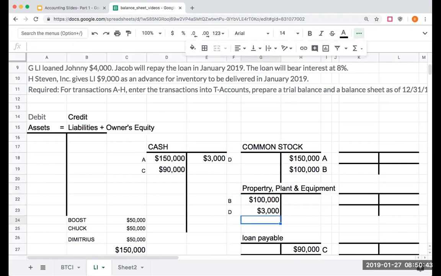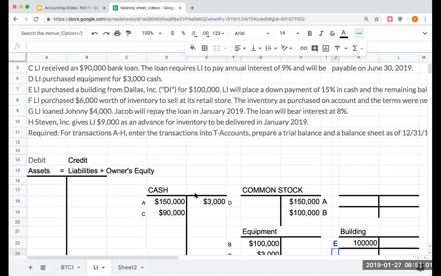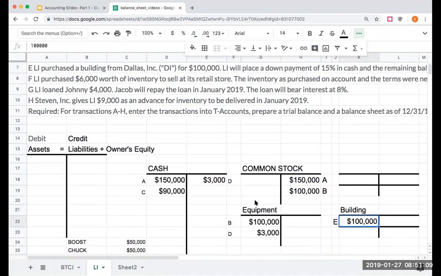And I can put the 100,000 down right here, or I can call this a building. And in this case, I am going to call it a building over here. I'm going to debit building for $100,000, and this is transaction E. Okay. So I'm debiting a building. It's still an asset because it's giving us future economic benefit.